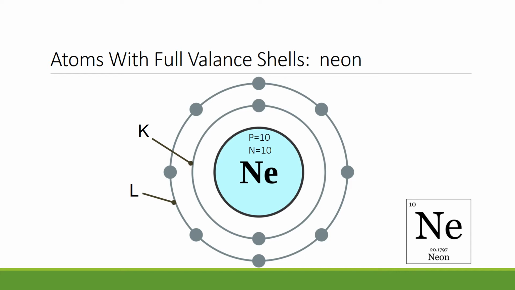So I draw the second shell, or the L shell, which holds a maximum of 8 electrons. I have 8 electrons left. They will go into the L shell. Since the L shell is full, neon is an unreactive atom.